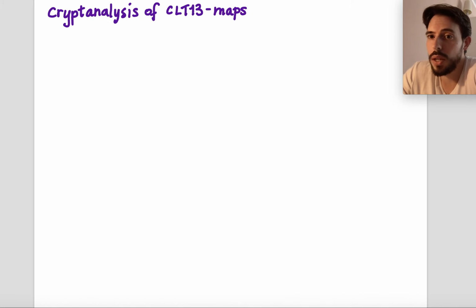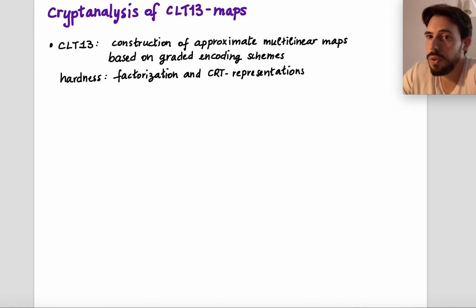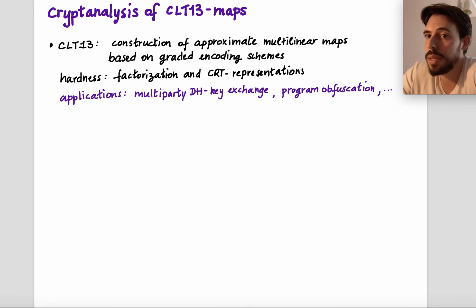To conclude my talk, I'd like to give a brief overview of the second application, which is the cryptanalysis of the CLT13 scheme. I first recall that CLT13 refers to this construction of approximate multilinear maps based on the so-called notion of graded encoding schemes. And the hardness of this scheme mainly relies on integer factorization and inversion of Chinese remainder representations. More generally speaking, multilinear maps have become a very powerful cryptographic primitive in view of their many notable applications, as for instance I list here multi-party Diffie-Hellman key exchange or program obfuscation.